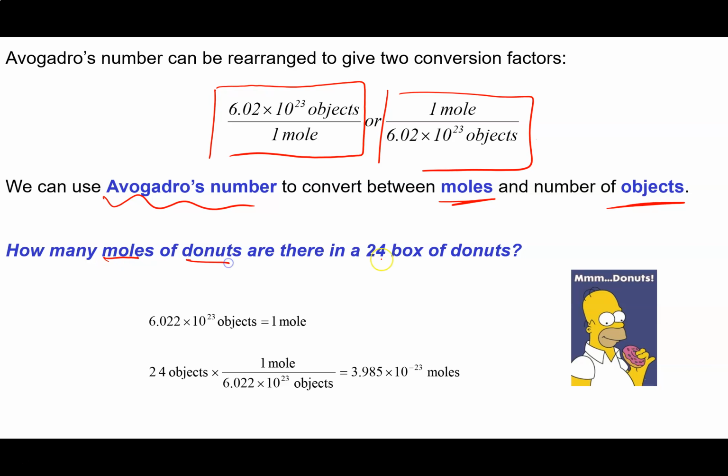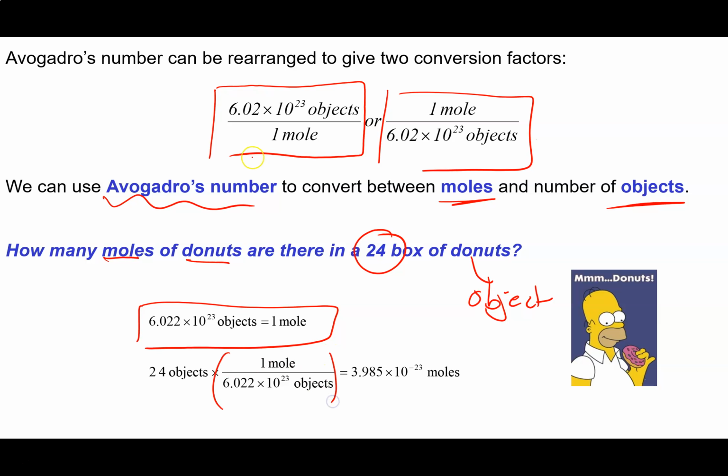So here's a good question. How many moles of donuts are there in a 24 box? Now I know it's not going to be very many because you need 6.022 by 10 to the 23 donuts to get 1 mole. So it's going to be a lot less than 1 mole. I need something to allow me to convert from my donut, which is my object in this case, into moles. So here's Avogadro's number, and I want to go from objects into moles. So my conversion factor must have objects on the bottom and moles on top. So it's going to be that one, right? Moles per object, and there you go.